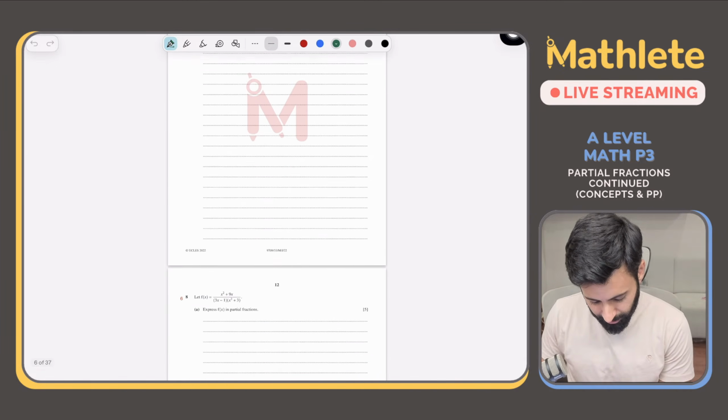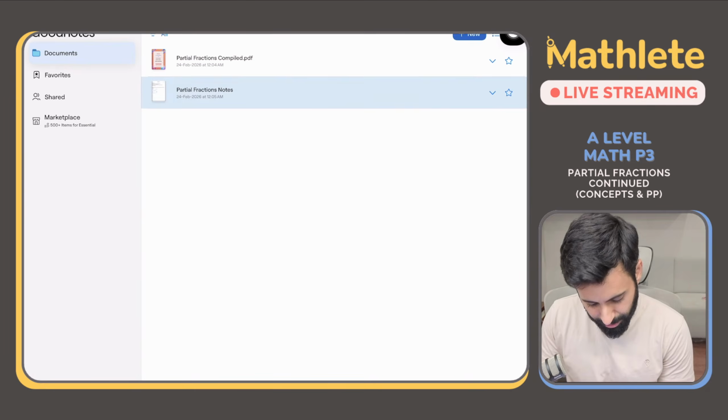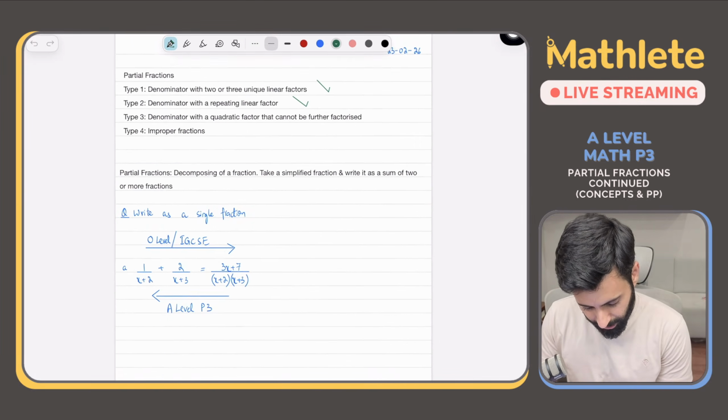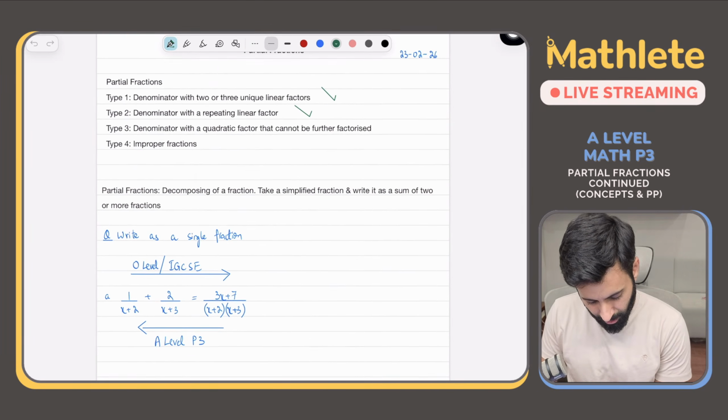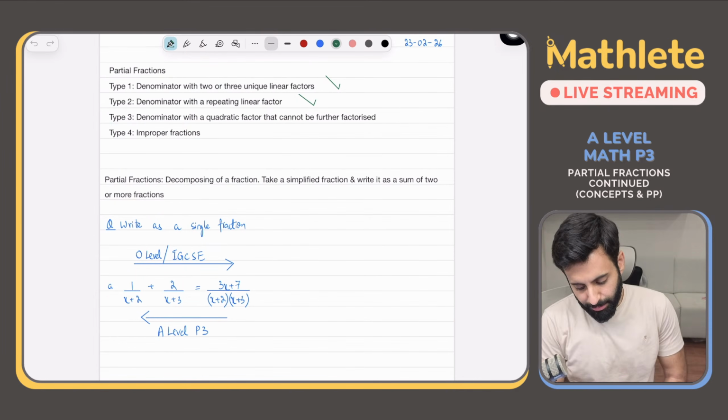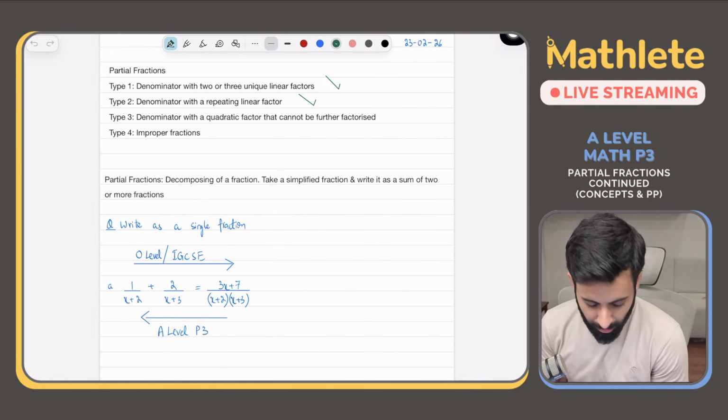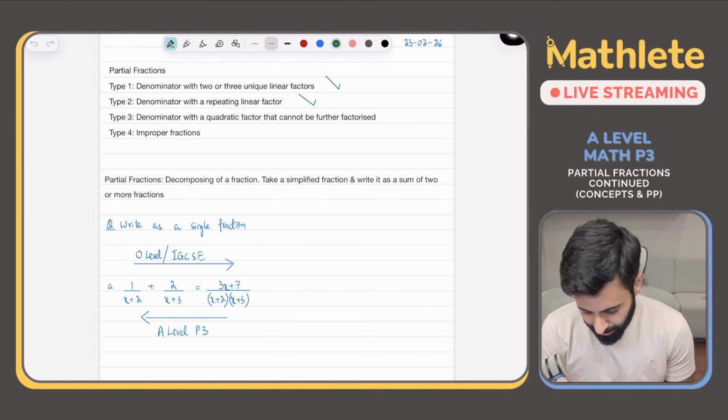So we have done the first two types. Yeah, we've done the first two types. Okay? Now we're going to do type 3 and type 4. Okay? So let's first quickly recap the types that we have covered.